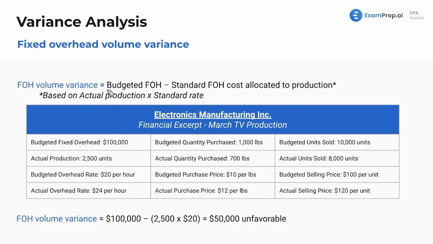Well, budgeted fixed overhead, fortunately for us, is provided. Great. Awesome. There it is. 100. Cool. And then what about actual production times standard rate? Well, as you can see here, we've got 2,500 actual production units, standard rate. That seems to be $20 per hour, giving us our unfavorable $50,000 fixed overhead volume variance. Another great one to add to the books.